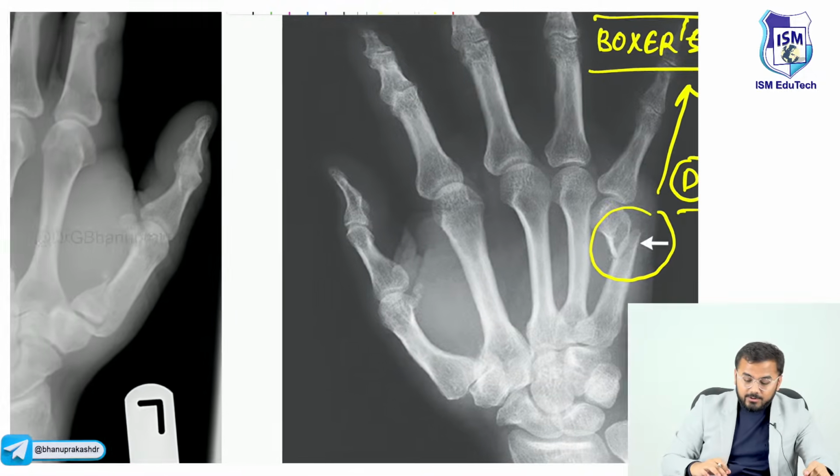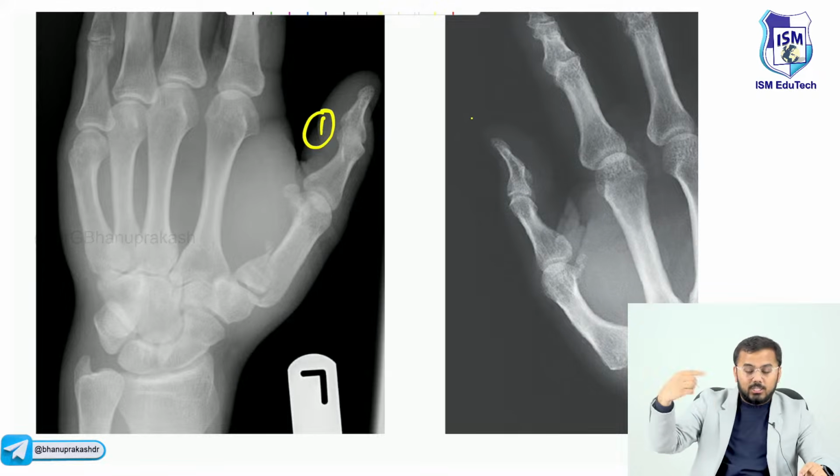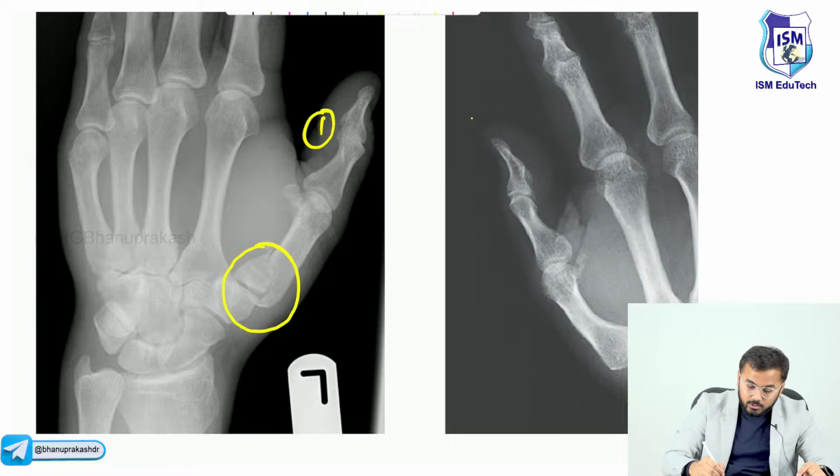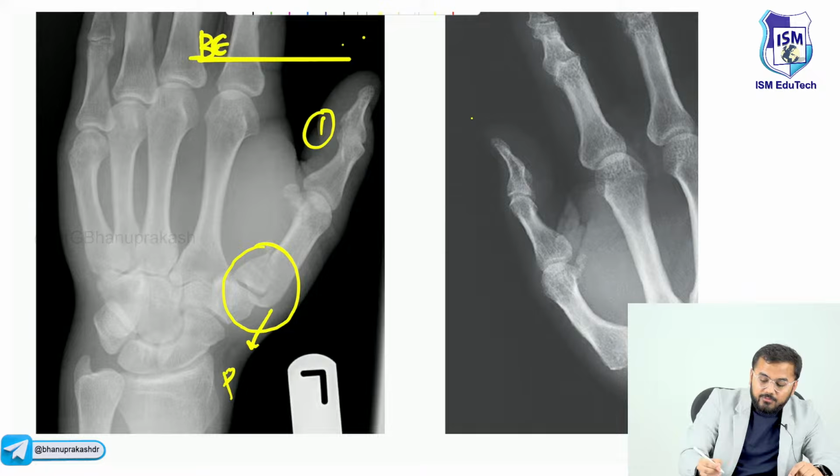So just look at the fracture here. ये देखो, opposite of fifth finger is first finger, ये देखो first finger है. Opposite of distal is proximal. You see a fracture over here at the proximal end, right? This fracture is called Bennett fracture.